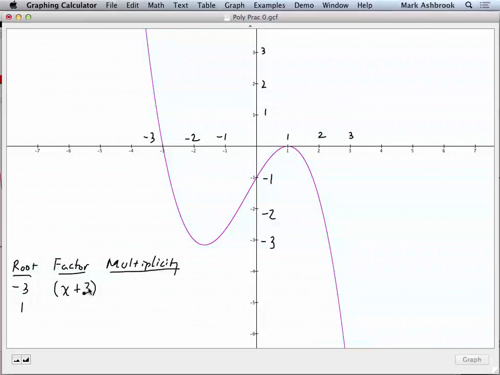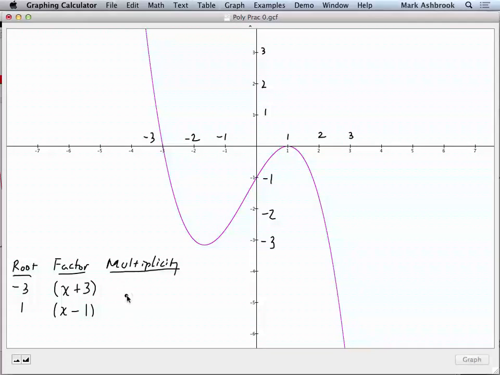So we're really asking what expression, if we plugged negative 3 into it, would give us 0? Why? Because negative 3 is a 0. All right, what about the factor for 1? Yeah? X minus 1. Okay, what's the multiplicity?